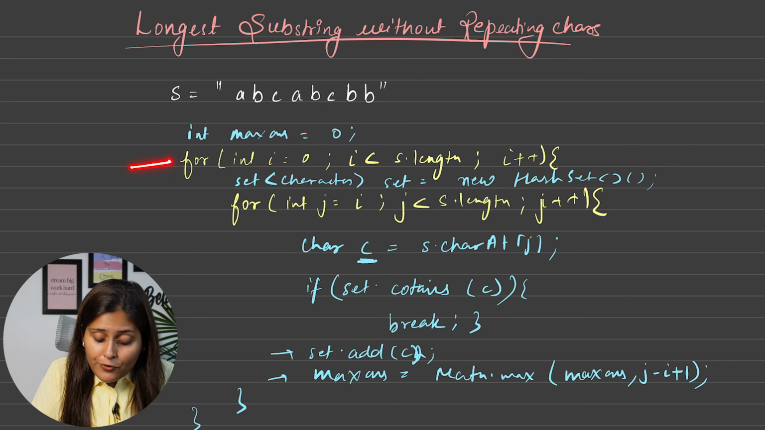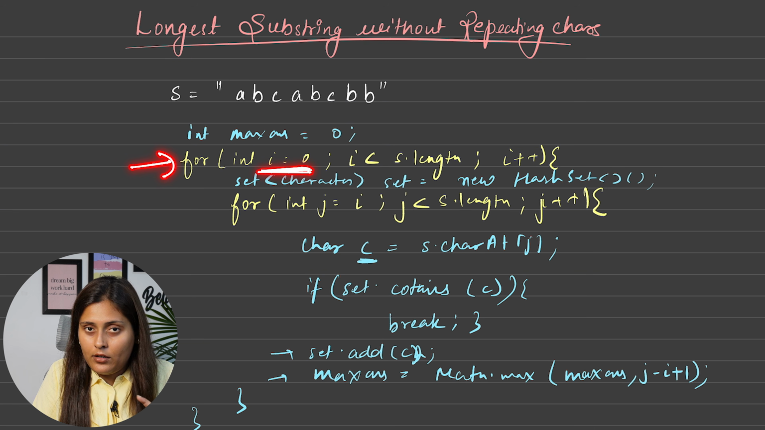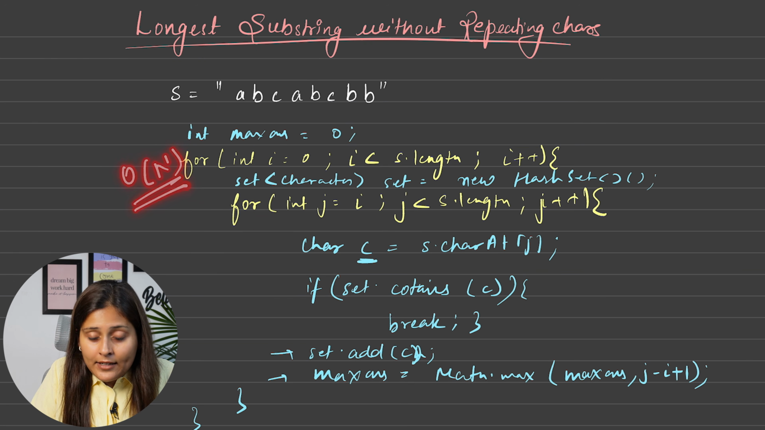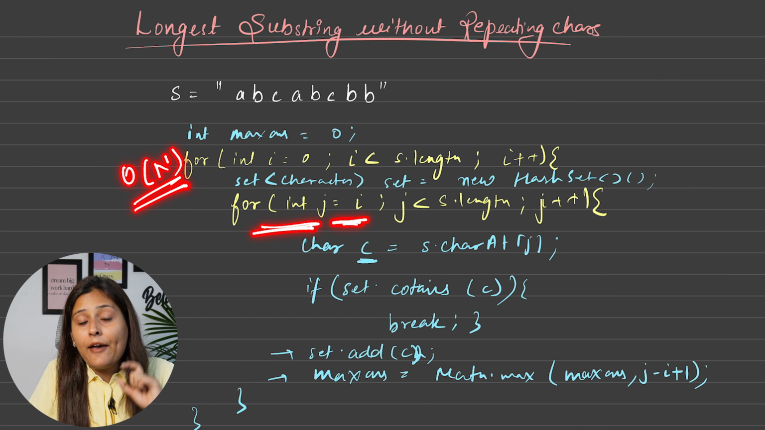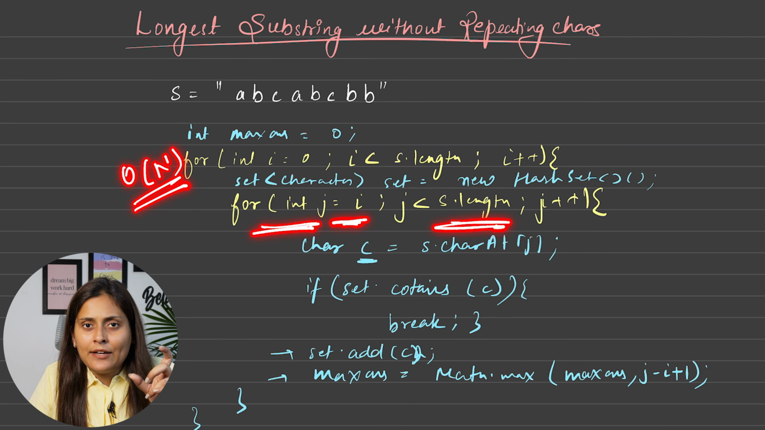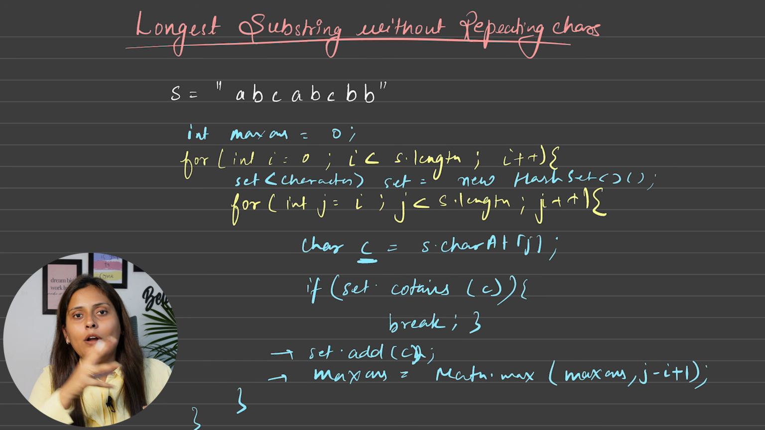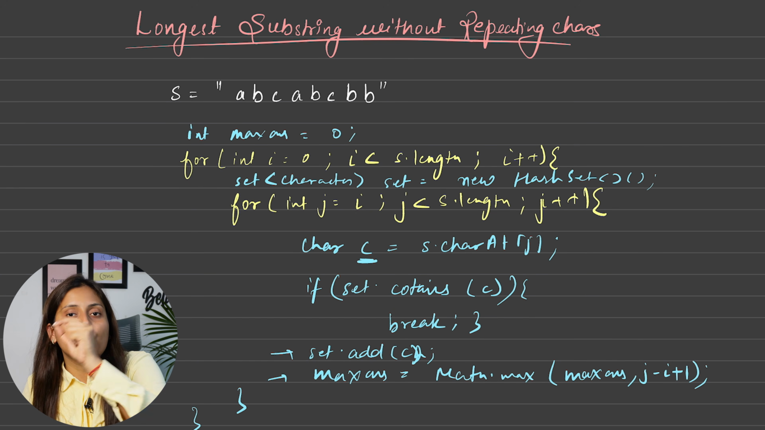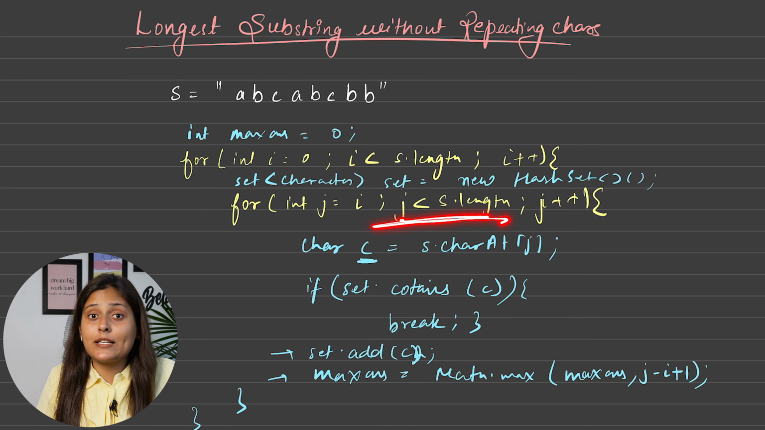If you see, the first for loop is running for I from 0 to length, so definitely this is going to take O of n time complexity. And the inner for loop we are running for every I, with J starting from the ith location and going till the last. When a duplicate is found we stop, but what if in the worst case all characters are unique? You can think of it that way: all characters are unique, so it can be at max 26 characters.